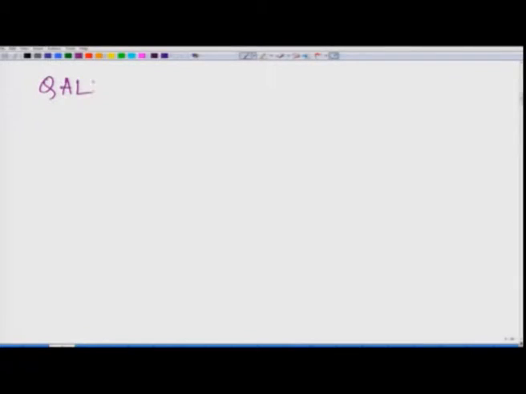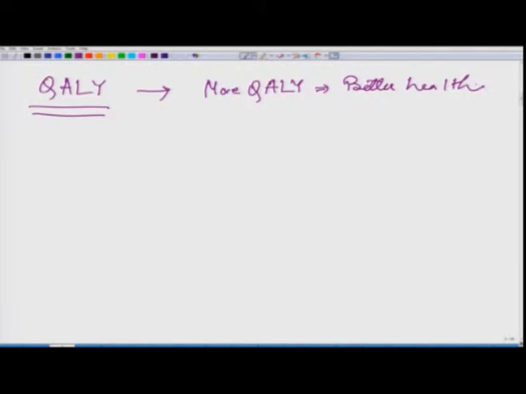When we estimate QALY, quality adjusted life years, I will try to show this in a diagram. In QALY, as we said last day, the more the QALY, the better the health, because the more the satisfaction, the better the health, right? So let us see diagrammatically how we can present that. Let's draw a graph.